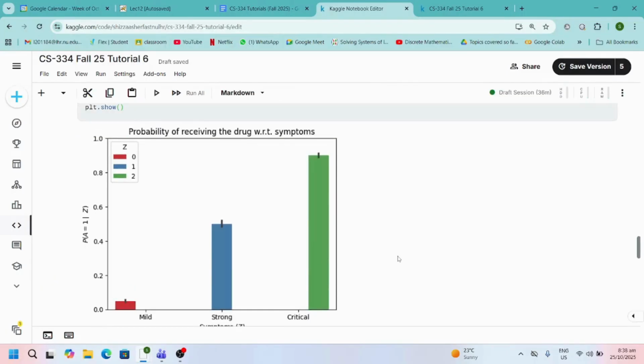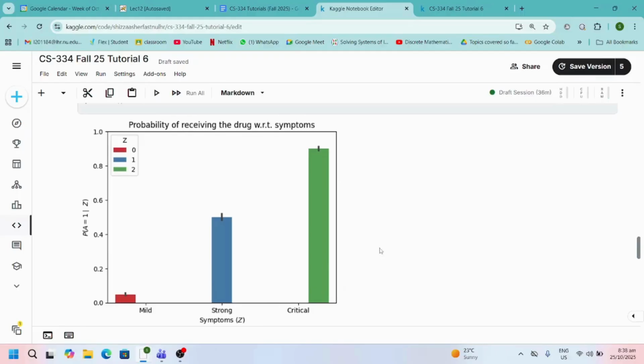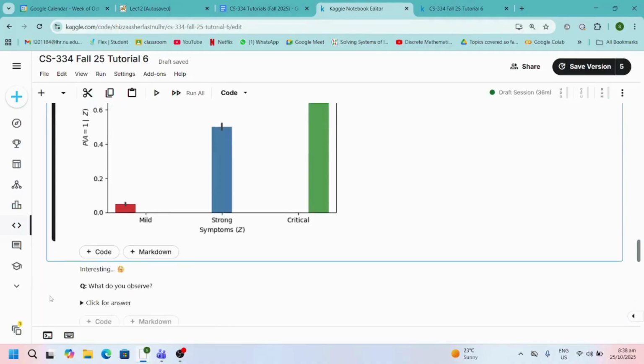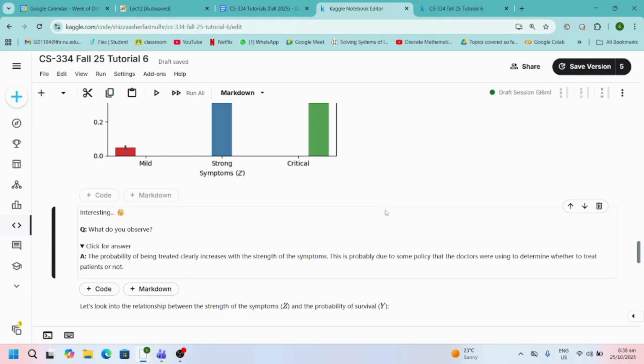So now I make another plot for the probability of receiving the treatment with respect to symptoms. And what do I observe over here? A fairly positive trend. People जिनके symptoms ज़्यादा severe हैं are more likely to receive the treatment. So people with critical symptoms are much more likely to receive treatment than people with strong symptoms, which are more likely to receive treatment than people with mild symptoms. So, what do we observe over here? The probability of being treated clearly increases with the strength of the symptoms.